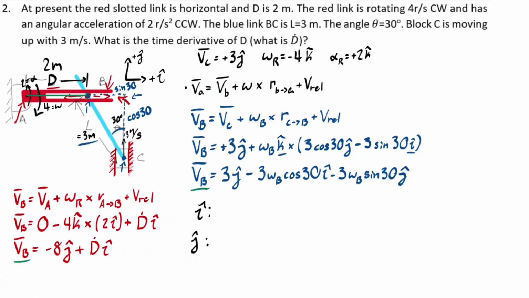So let's do the red components first. In the I I have just this d dot, so I have d dot, and this equals the I components from the blue equation. So this is my only I term, so this is a negative 3 WB times the cosine of 30. Okay. And then for my J components, for my red equation, I just have that negative 8 equals, and then for my blue J components, I have 3 minus 3 WB, and then the sine of 30.